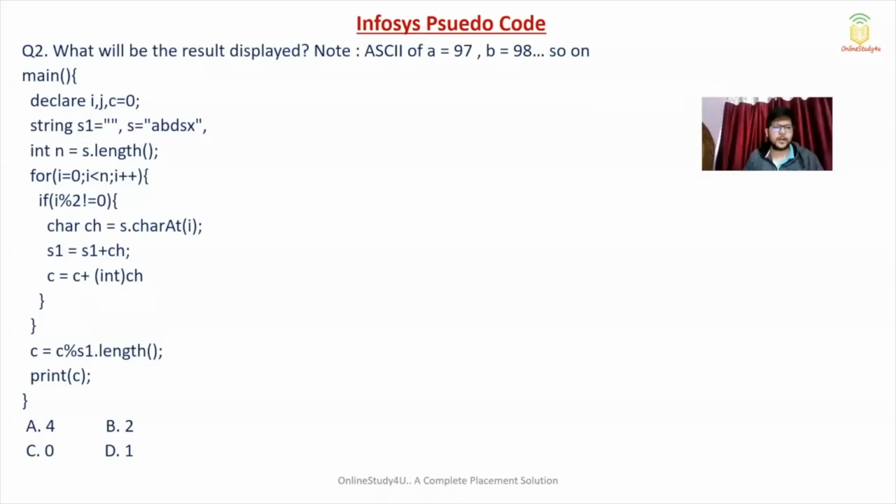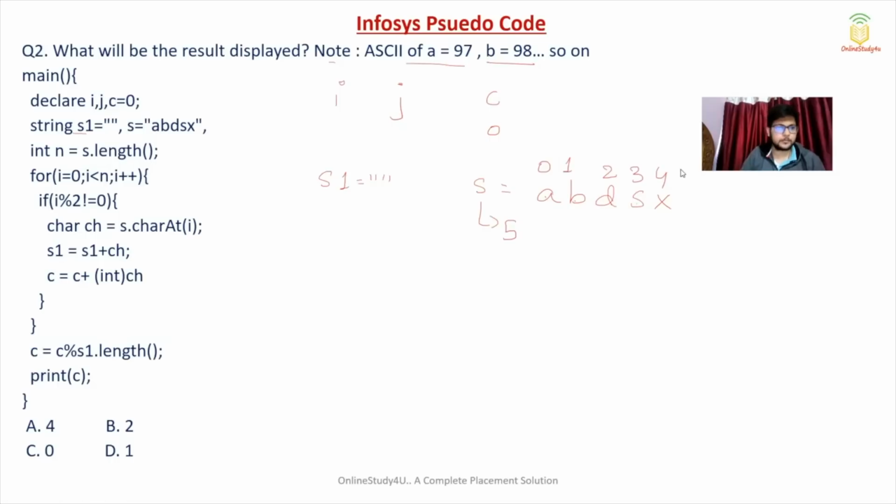So in this question, what will be the result displayed? We have been given a note: ASCII of A is 97, of B is 98, and so on. There are 3 variables I, J, and C, initially 0. Then we have 2 strings, S1, which is initially null, and S, which is ABDSX. The length of S is 5, and the indexes are 0, 1, 2, 3, 4.